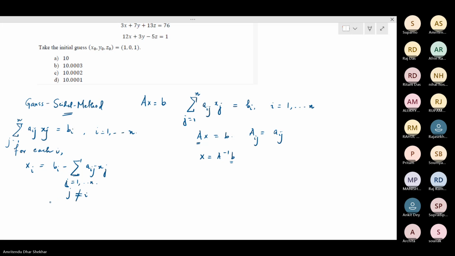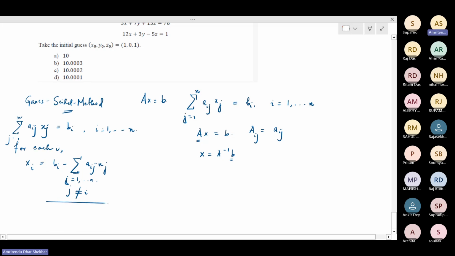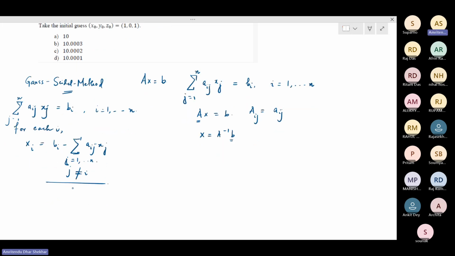divided by a_ii. Of course, for this to work, you need these a_ii to be not equal to 0. So this method works only when the diagonal elements of the coefficient matrix A must not be 0.